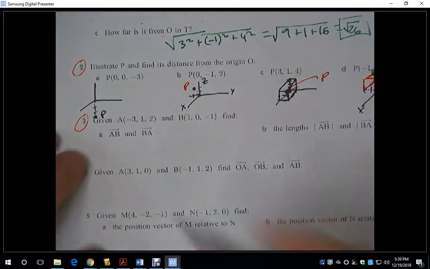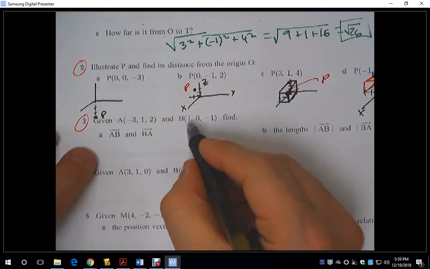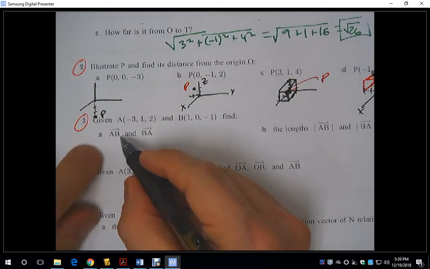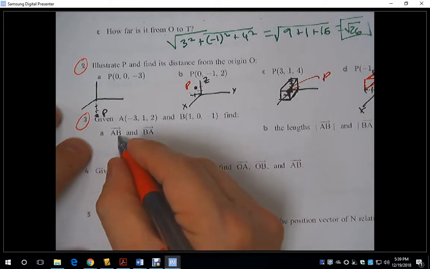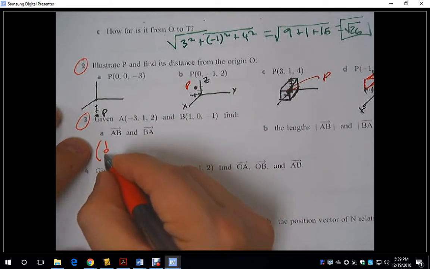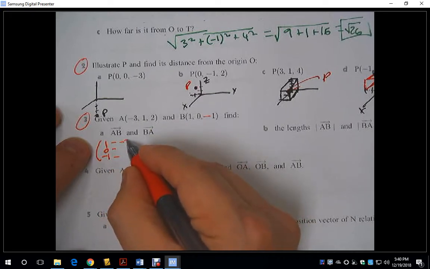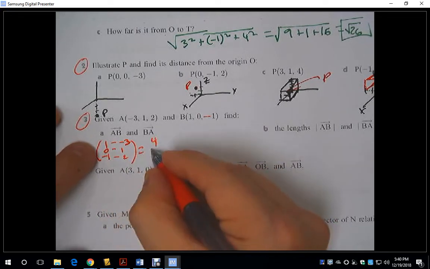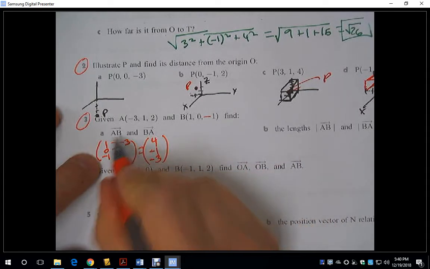It says, given we have 2 points, we have point A, which is at -3, 1, 2, and we have point B at 1, 0, -1. And I want to find vector AB, and from our previous video, we should have learned that it's just head minus tail. So we're going to take the head of the vector, which is B, 1, 0, -1, and I'm going to subtract from that A, which is -3, 1, 2. So negative, negative makes a positive. I have 4, -1, -3. That becomes my vector AB.